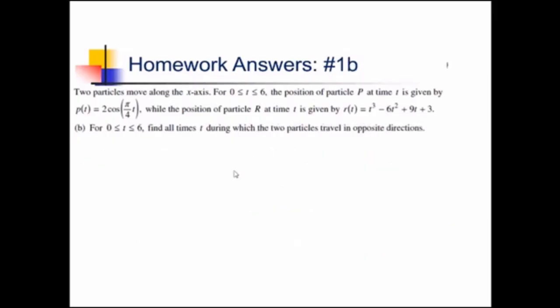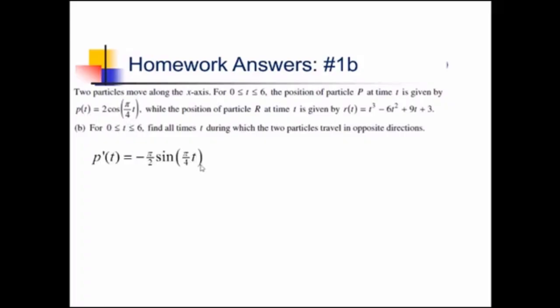On this problem, we want to figure out all the times between 0 and 6 when our two particles are moving in opposite directions. So we already have some good intel on when r is moving to the left or the right from part A. We're going to do some similar sign analysis for p, or p prime rather, in order to figure out the direction that p is going. So taking my first derivative, p prime is going to be negative 2 sine of pi over 4 t times the derivative of the inside, pi over 4. So that's negative pi over 2.